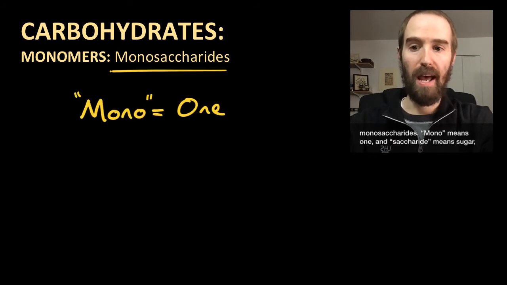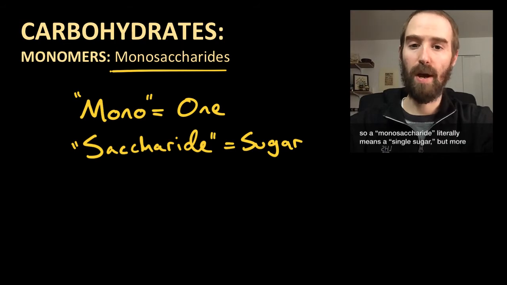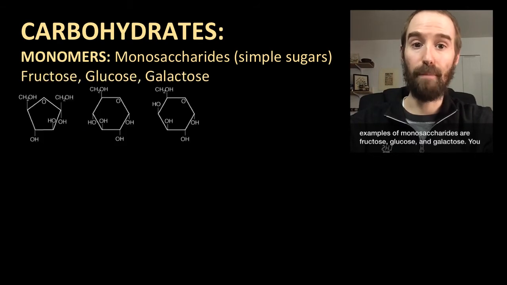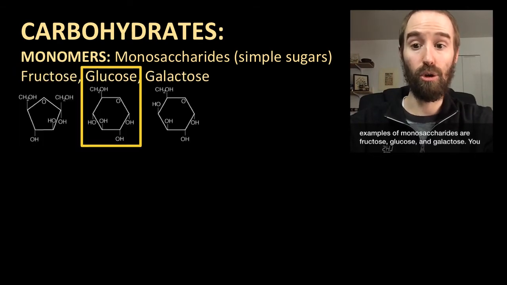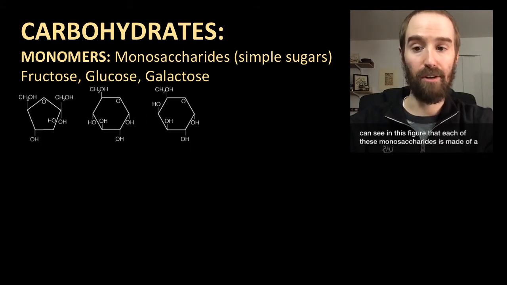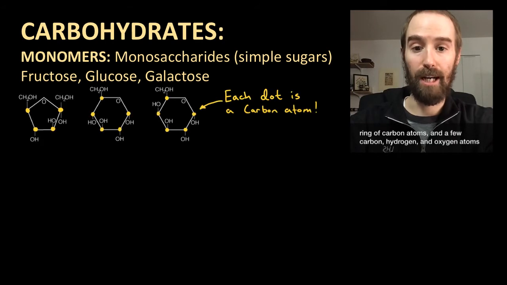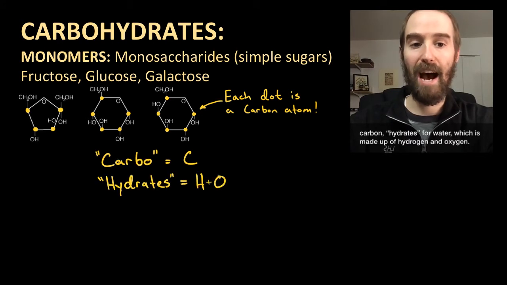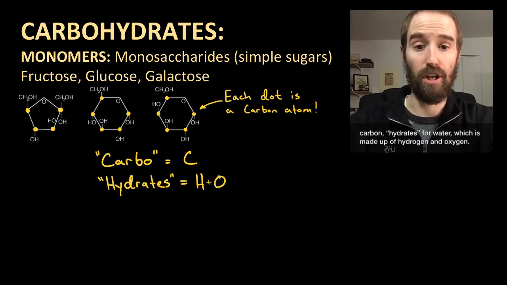Mono means one, and saccharide means sugar. So a monosaccharide literally means a single sugar. But more often we refer to them as simple sugars for the same reason. Some examples of monosaccharides are fructose, glucose, and galactose. You can see in this figure that each of these monosaccharides is made of a ring of carbon atoms and a few carbon, hydrogen, and oxygen atoms sticking off the sides. This is why we call them carbohydrates. Carbo for carbon, and hydrates for water, which is made up of hydrogen and oxygen.